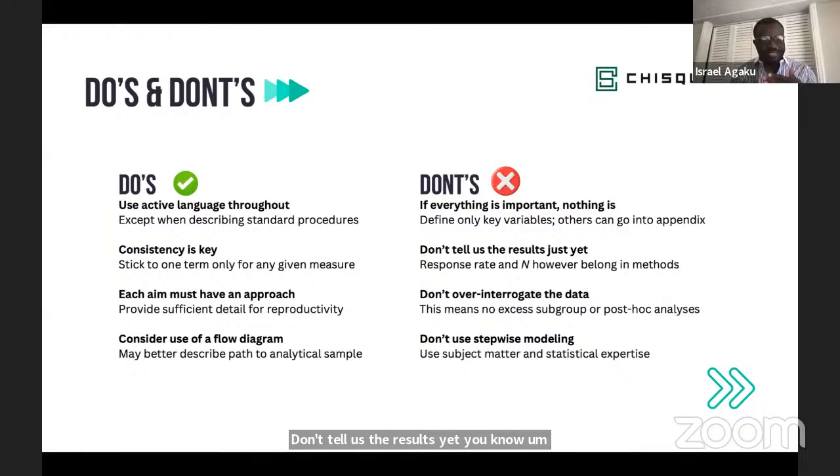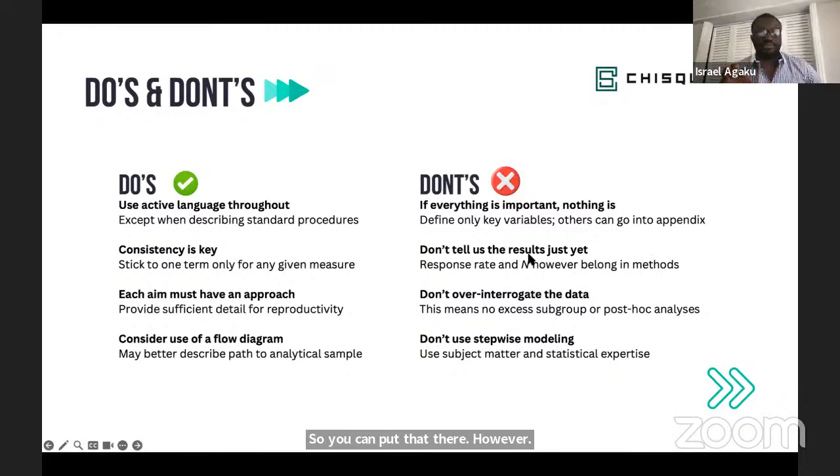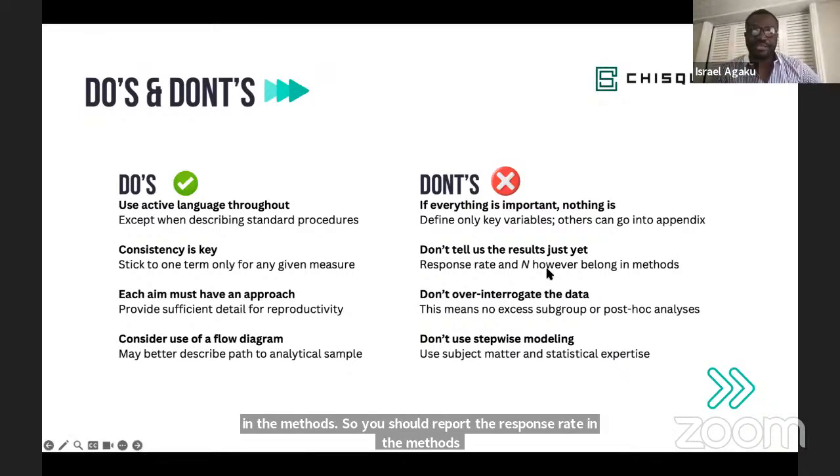That's the reason why we have a section for it called the results. People do this when they are describing, for example, the study population. They will say, data were collected among this population, 50% of them were males. No. Don't tell us the result. There's a section called the results, so you can put that there. However, the response rate and the sample belong in the methods. So you should report the response rate in the methods, as well as the overall sample size.